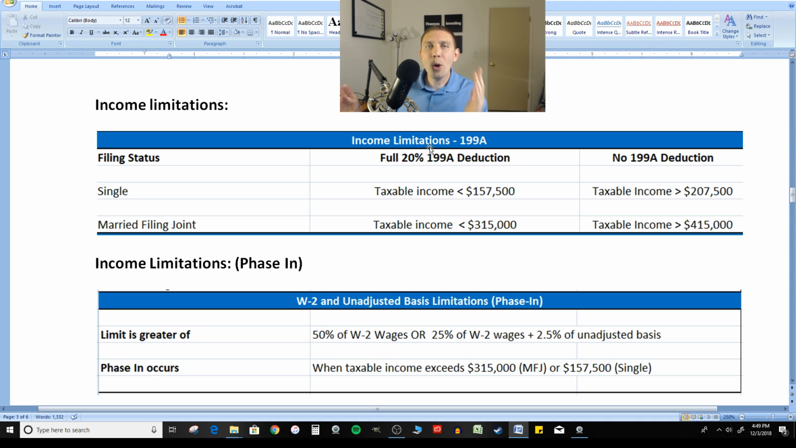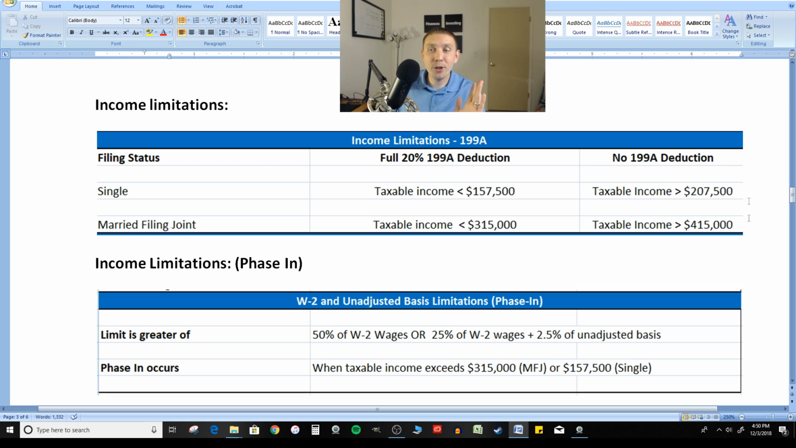So whether or not you're in a specified service, trade, or business, or a different kind of business altogether, the good part is as long as your income is below these amounts, which is going to be true for most people, most people are going to be able to get the full 20% deduction. So if you're single, as long as your income's under this, and if you're married filing joint, as long as your income is under this amount, you're going to be able to get the full 199A deduction, whether you're in a service business or not. So that's the good news.